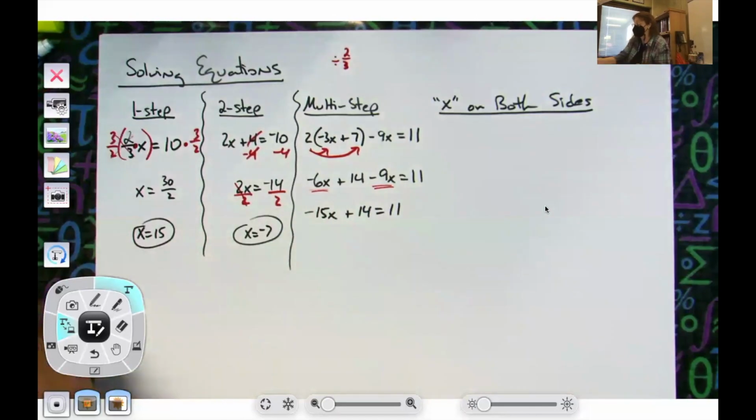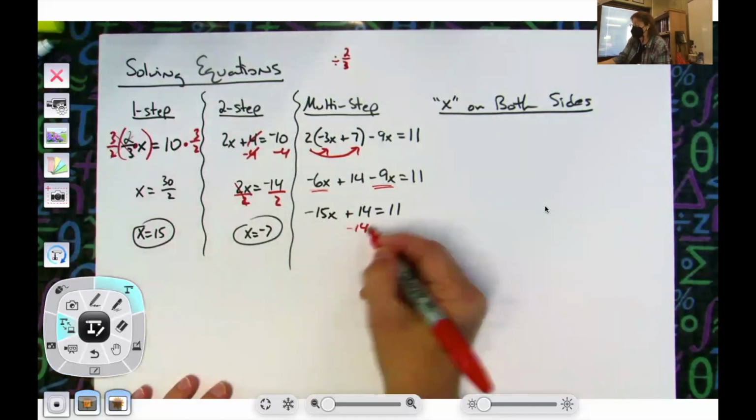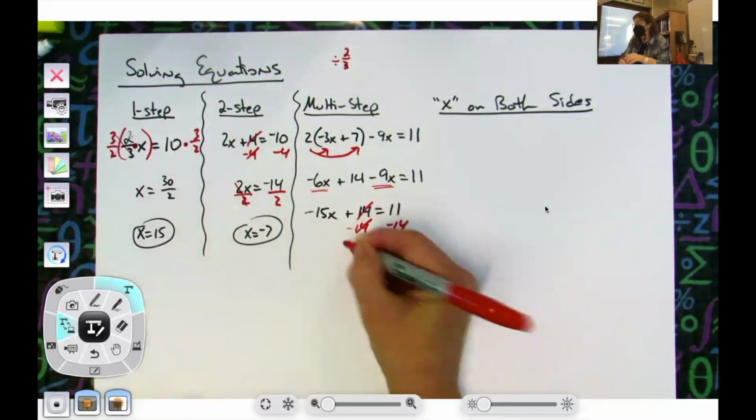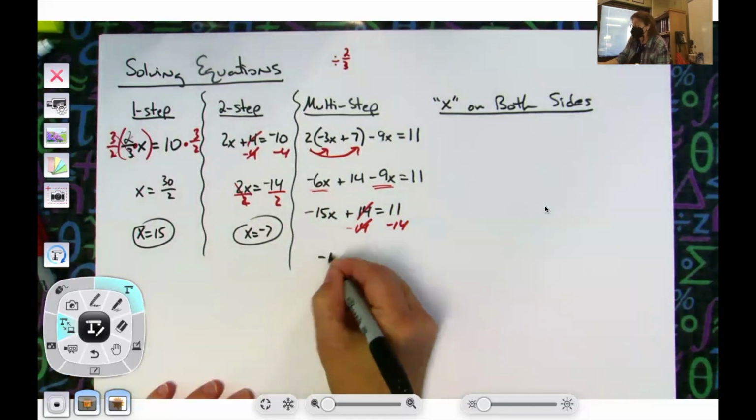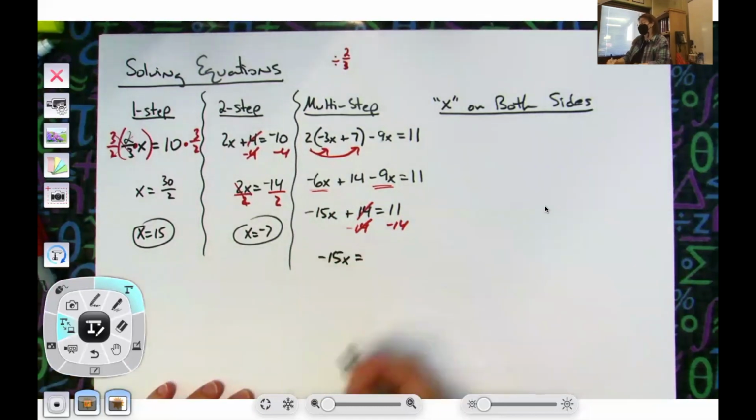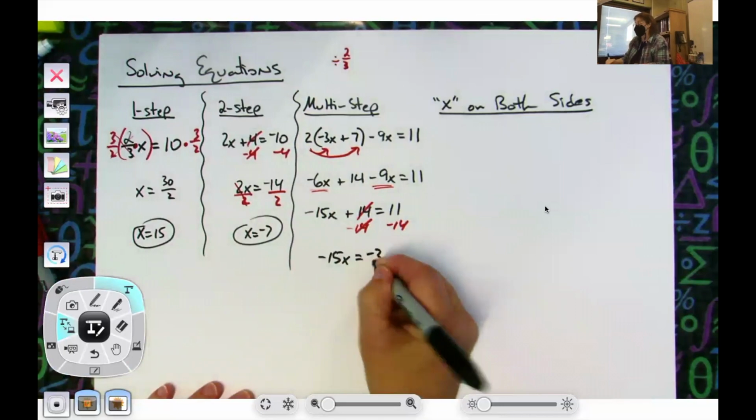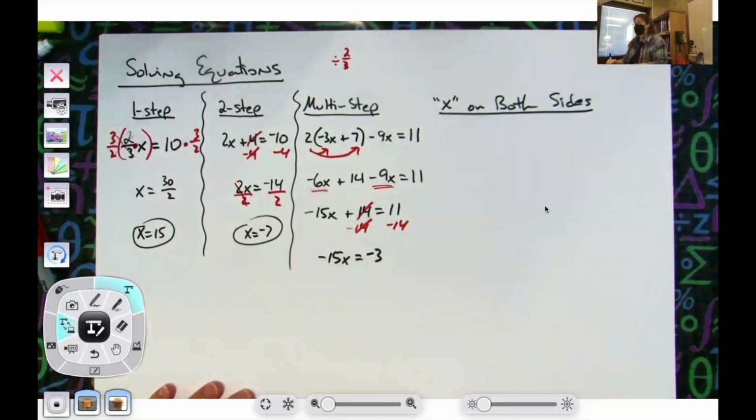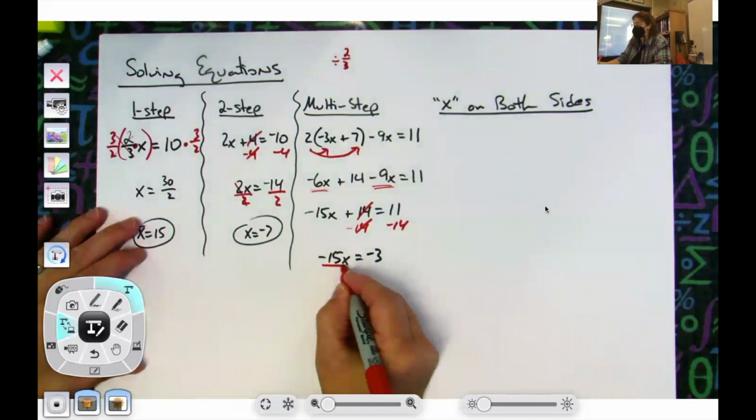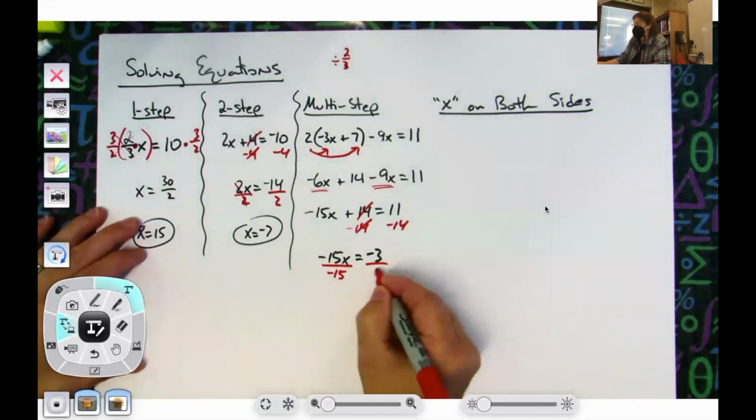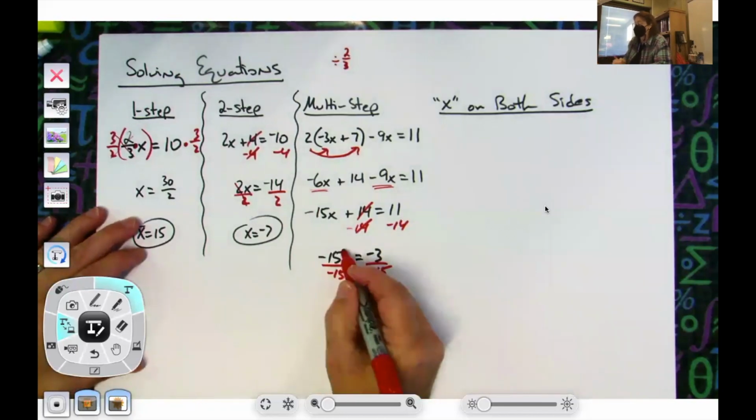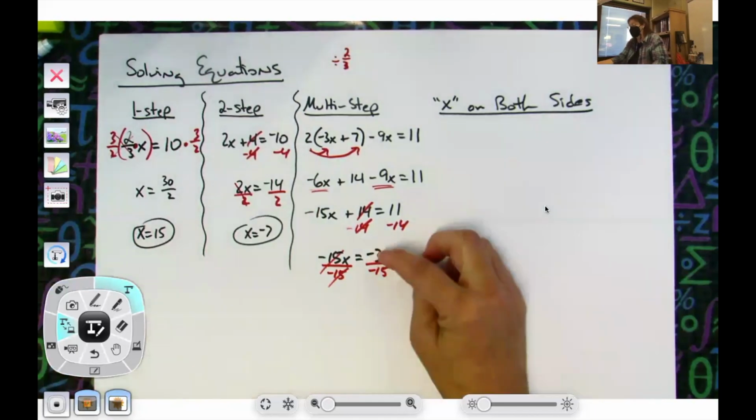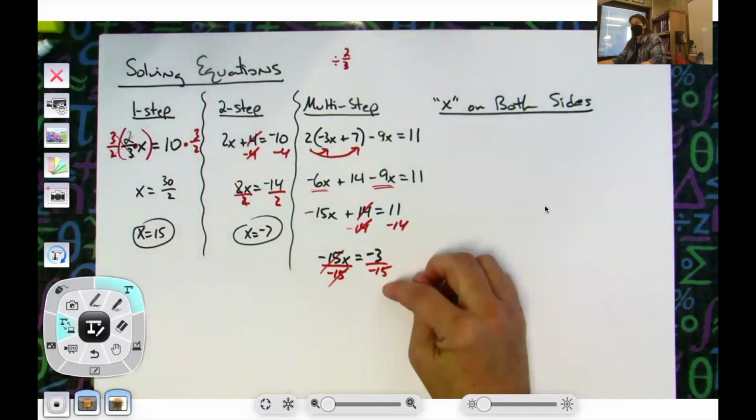Okay, so once you get to there, it's the same stuff that you've already done. We're going to subtract 14 from both sides. Negative 15x equals, what is that, negative 3? Okay, now, did I do that right? Yeah, I did. Now, would I divide both sides by negative 15? So if I divide by negative 15 and I divide by negative 15, the negative 15s cross out. Negative divided by negative is positive.